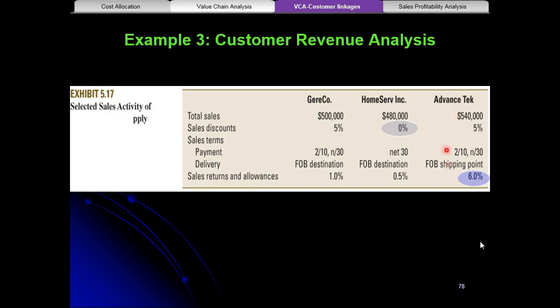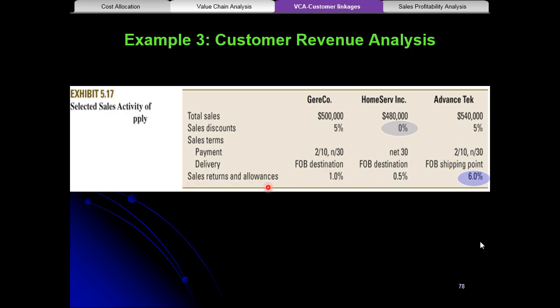So Advanced Tech, you only had to pay FOB at the shipping point. But with Home Service and Jerry Company, you had to send it directly to their destination. Maybe that cost you more than just sending it to the shipping point of Advanced Tech, where Advanced Tech took over from that site after shipping and then sent it through their own destination, you see. So these different customers have different demands in terms of how you are selling to them, what you had to promise to get their sale.